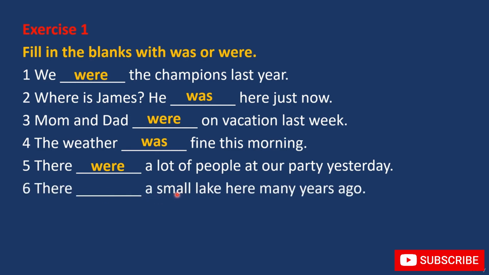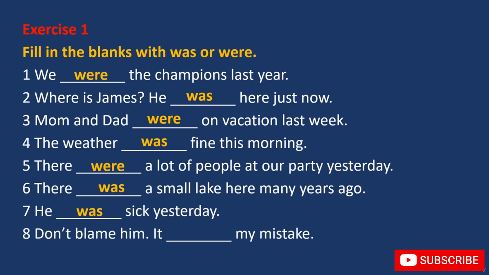There ___ a small lake, just one, here many years ago. There was or there were? Excellent, there was a small lake, because this is singular. Or if it's plural, I can say there were small lakes. Number 7, he ___ sick yesterday. So he was sick yesterday. Don't blame him. It was my mistake. Excellent.